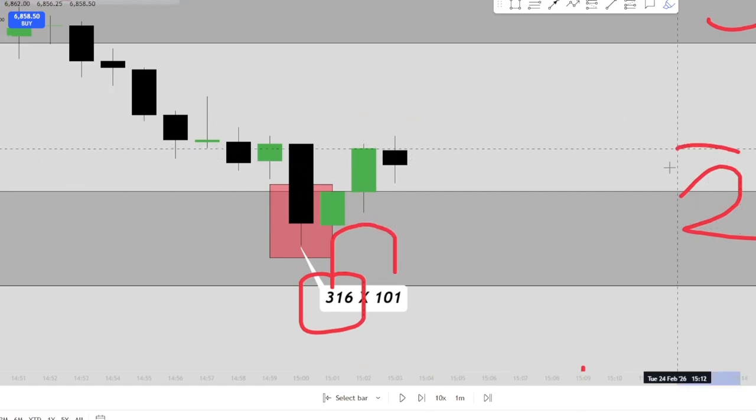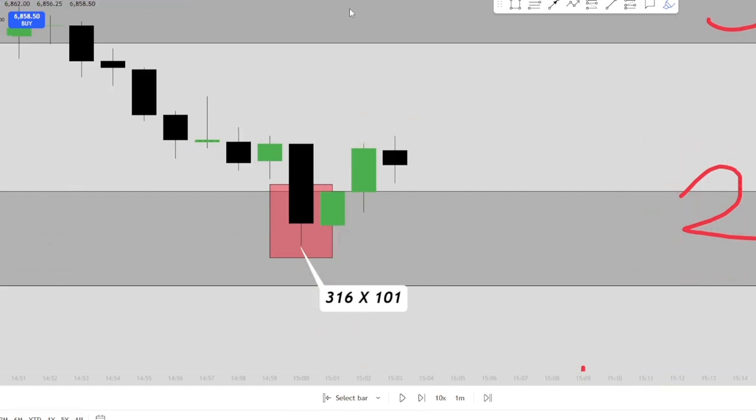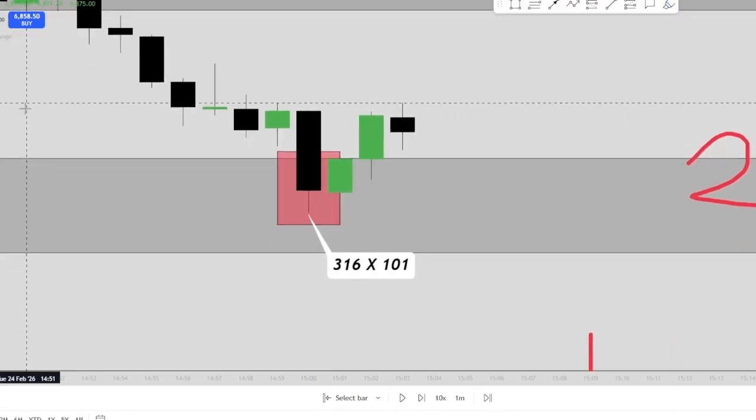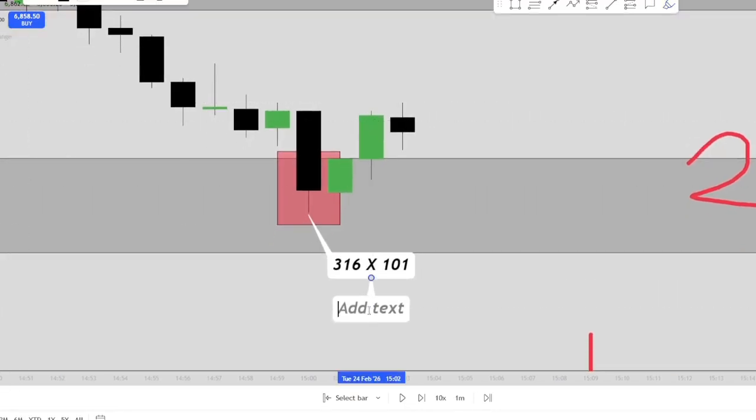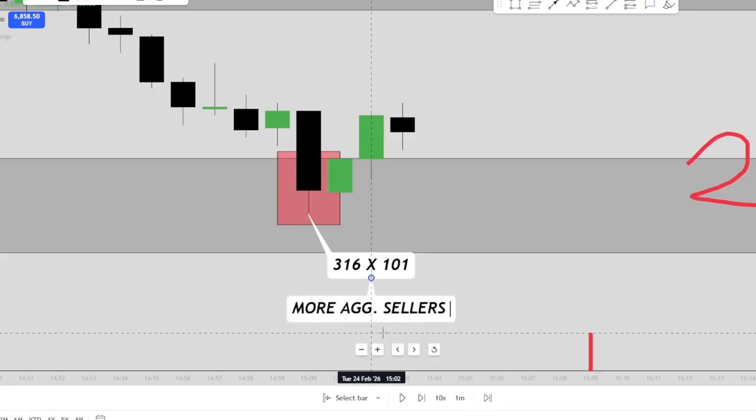Key level 2, right? Is this a demand zone or a supply zone? That's what you want to ask yourself. Well, it's a demand zone because what's going on here specifically is this. There are actually more aggressive sellers than buyers. Now, what this means specifically in this case, right, is that the aggressive sellers were absorbed. And this is what I mean by absorption, right? This is the absorption process, right?